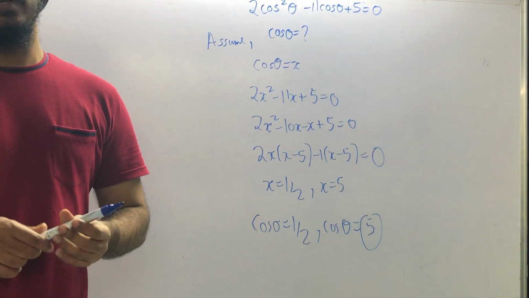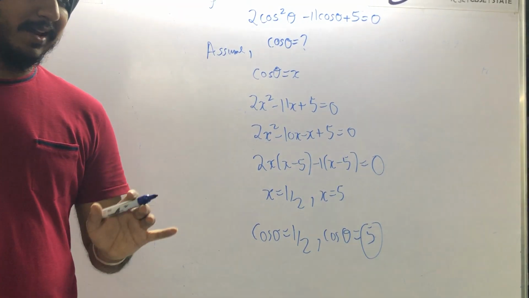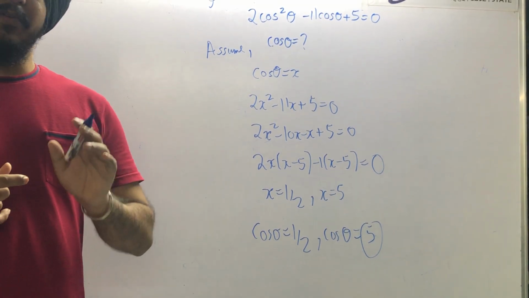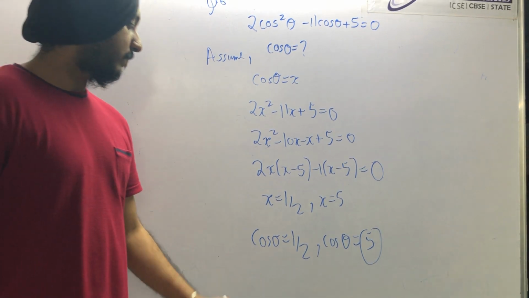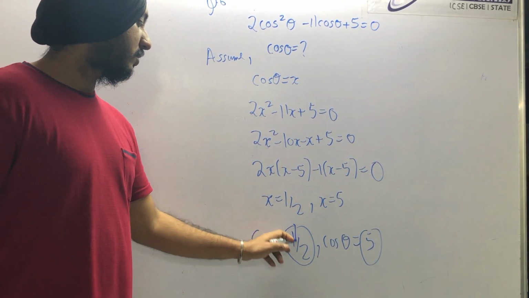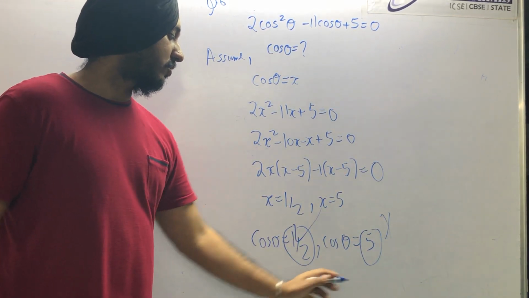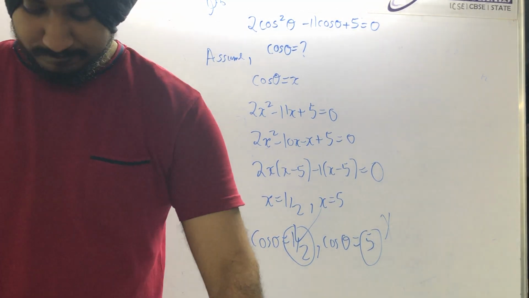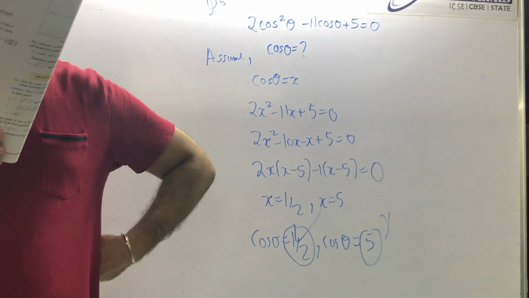Because we have found out the range of cos theta. Cos theta never exceeds 1. Maximum value is 1, minimum value is minus 1. We have done this yesterday. So your answer will be 1 by 2. This is the correct answer. So this is the possible value of cos theta, that is 1 by 2. Okay. Now let's look at the next part.